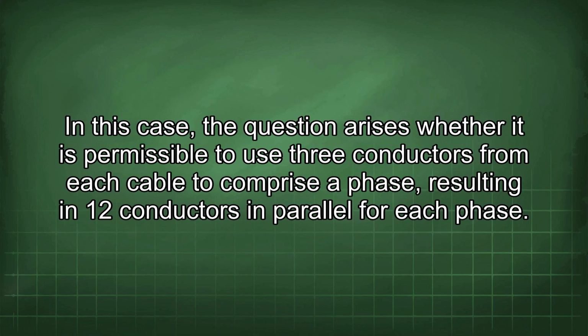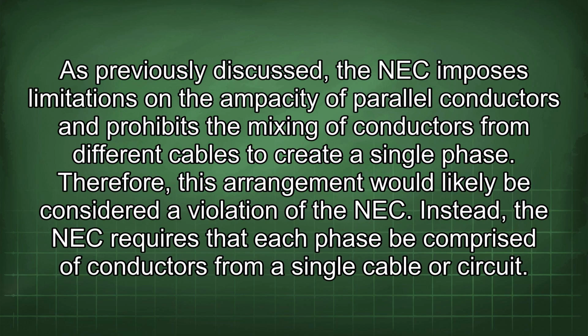Now let's explore the specific scenario involving 4 runs of 4-conductor 240 armored cable. In this case, the question arises whether it is permissible to use 3 conductors from each cable to comprise a phase, resulting in 12 conductors in parallel for each phase. As previously discussed, the NEC imposes limitations on the ampacity of parallel conductors and prohibits the mixing of conductors from different cables to create a single phase. Therefore, this arrangement would likely be considered a violation of the NEC.